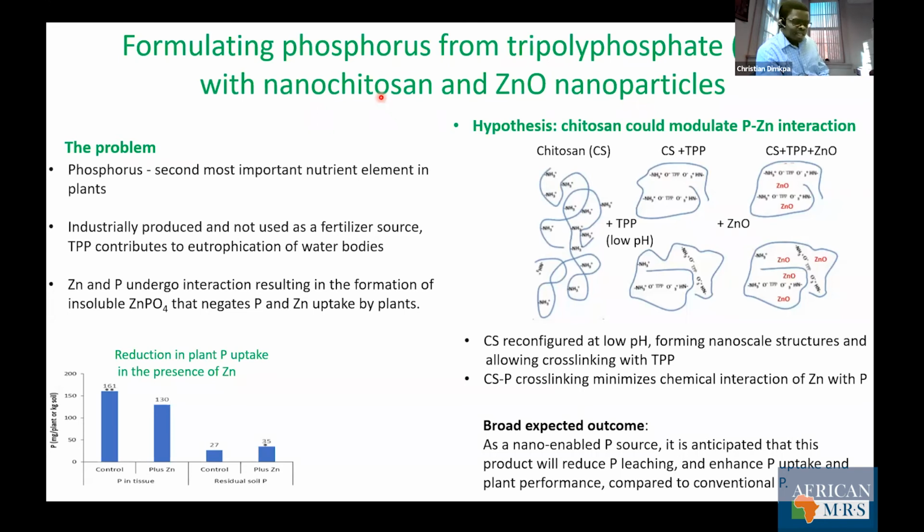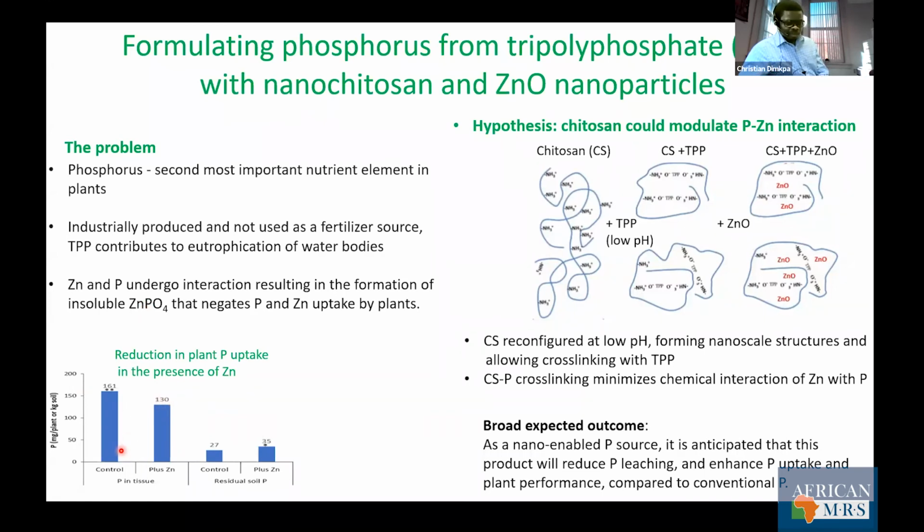If we add zinc, for instance, we know that zinc and phosphorus don't interact positively that much because they form insoluble zinc phosphate that disallows the uptake of both phosphorus and zinc by the plant. Example here, you look at this graph here. This is the control plant with only phosphorus. This is how much phosphorus is taken into the plant. If you add zinc to the phosphorus, you have reduced phosphorus uptake because it's interacting with the zinc to form insoluble zinc phosphate, which the plant doesn't take up easily.